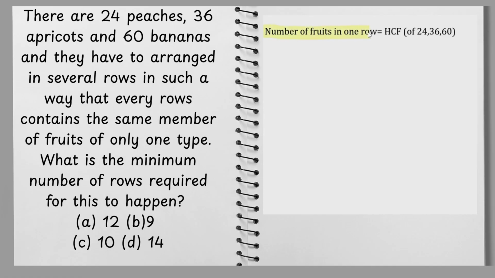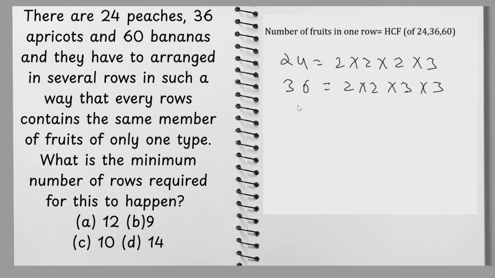Now first we'll find the number of fruits in one row, which will be the HCF of 24, 36, and 60. For finding HCF, we are going to use prime factorization. So the first number is 24 peaches. It's 2 into 2 into 2, that is 8, into 3, 24. And 36 is going to be 2 into 2, that is 4, 4 into 3 into 3, that is 36. And lastly for 60, it's going to be 2 into 30, 2 into 15, and 3 into 5.